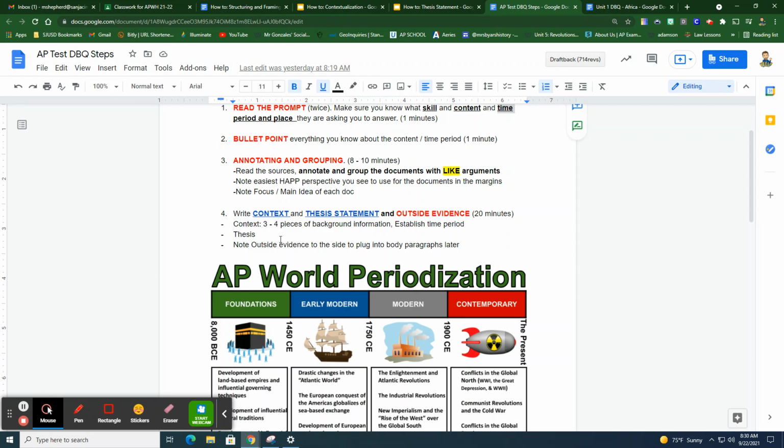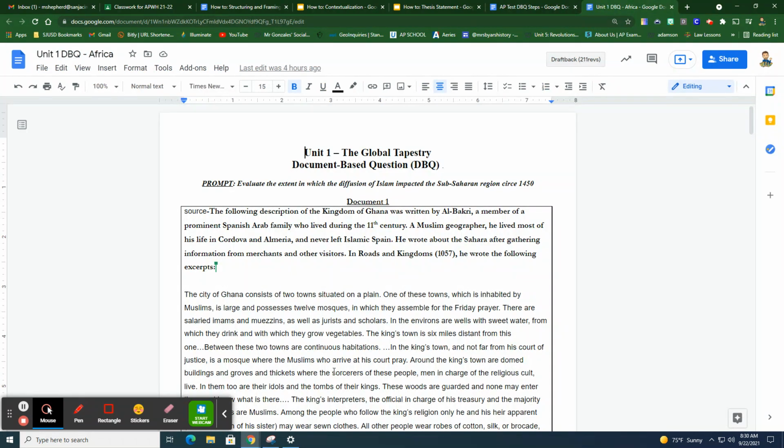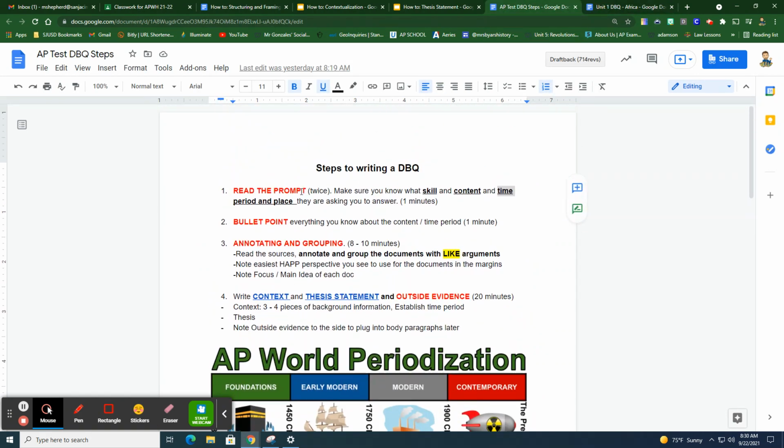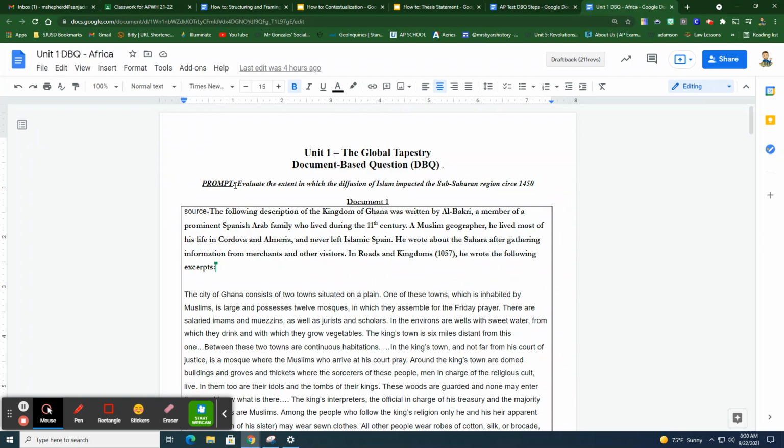So let's dive deep into some of the Africa DBQ documents and take a look at the prompt and try to identify the things we need to identify. So first thing we're supposed to do is, again, identify the skill, content, and time period in the prompt. So the prompt is: evaluate the extent to which the diffusion of Islam impacted the sub-Saharan region around 1450. Now, diffusion is that big word that we've been using.